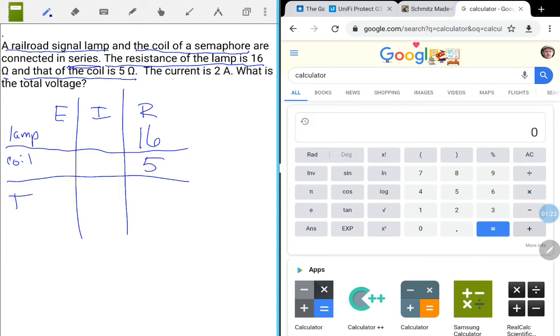And it tells us the current is 2 amps, which is wonderful, because if they tell you the current is 2 amps, that means you're going to put 2 in every box under I. You remember I stands for current, and so every one of those is 2 amps. And all they want us to find is the total voltage, which means when we get this answer right here, we can stop. We don't have to work everything out necessarily. We can stop when we get the answer they want. So let's look at how you would solve this.